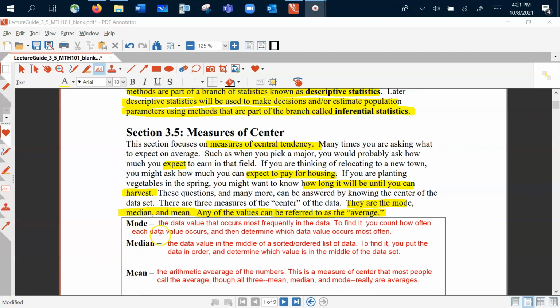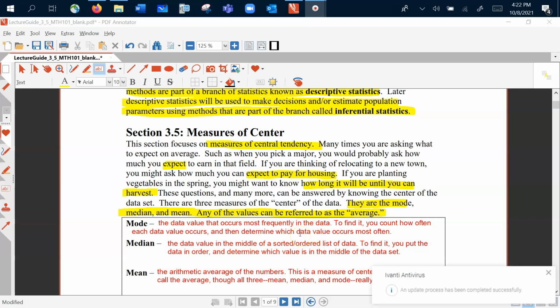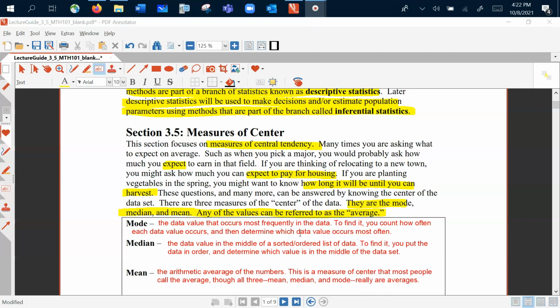We have the mode, the data value that occurs most frequently in the data. To find it, you count how often each data value occurs, and then determine which data value occurs most often. This can easily be found if you make a frequency table of your quantitative data. If you have qualitative data, you can also find the mode because, again, you will see which data value occurs most often. In that case, the data value is a name or label. So the mode can be found in both qualitative and quantitative data. It's the most frequently occurring data value, and it doesn't have to be numerical.